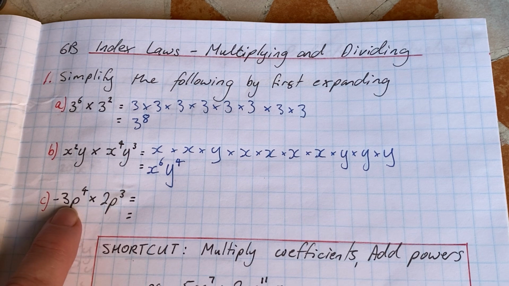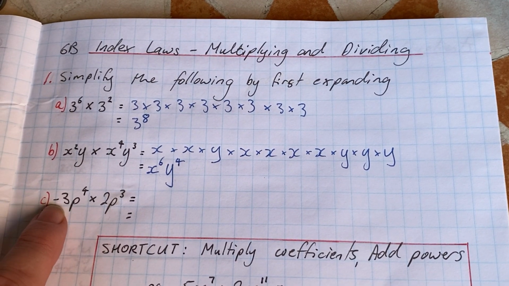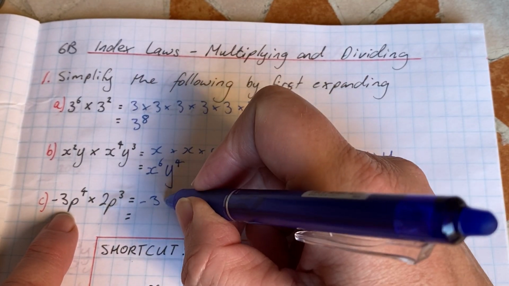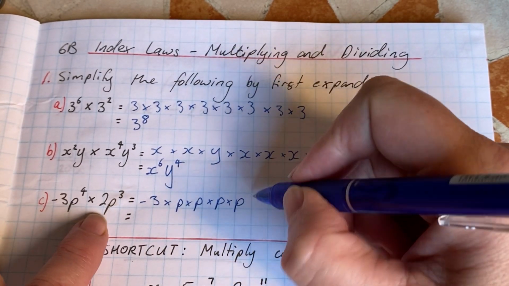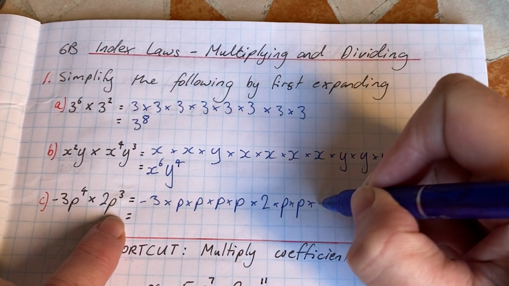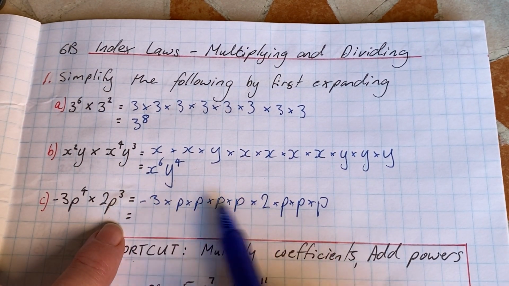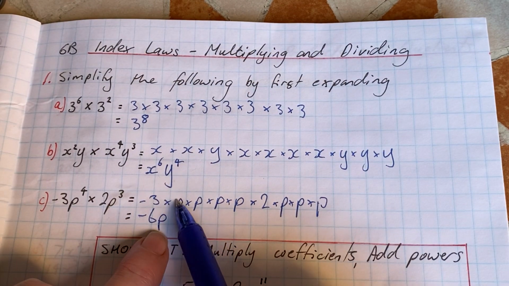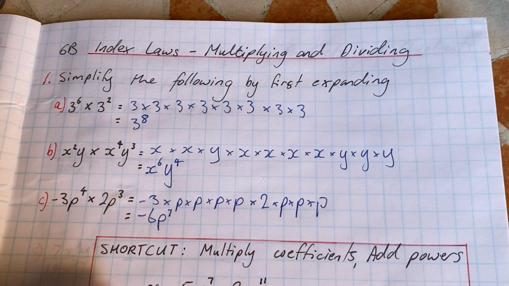Okay, and this last one, now it's really important here to recognize the indices and the coefficients as separate things. So we've got -3 and 2. Let's just write it in expanded form first like we were asked to. So -3 times p times p times p times p times 2 times p times p times p. Okay, so let's start by multiplying our coefficients. -3 times 2 is -6. And p to the power of 4 there, 3 there, that's 7 altogether. So -6p to the 7.